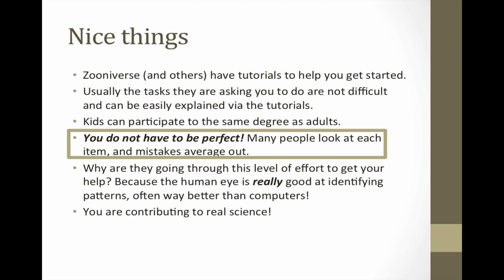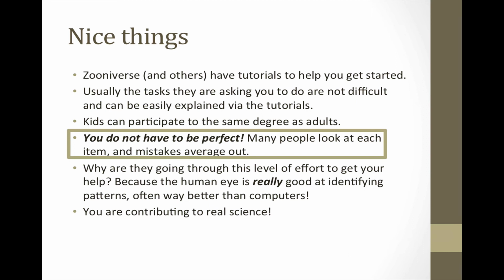And key to understanding your participation in this is that you don't have to be perfect. The reason the citizen science projects work in the first place is that they have 5, 7, 10, maybe 20 people looking at each item. And if you make a mistake, that's okay, because most of the other people looking at it are going to get it right.